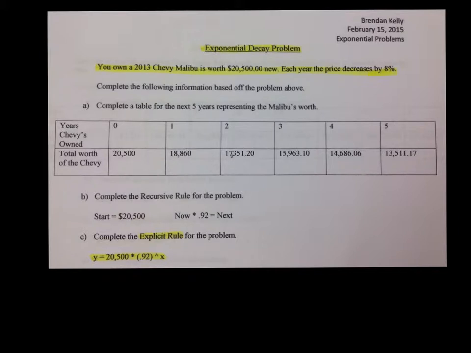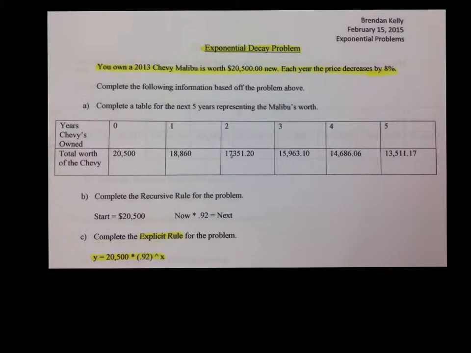Each year its price decreases by 8%. So to start, you have $20,500 and it decreases at a rate of 8%, which would be a rate of 92%. For the recursive rule, you will need the start value, which in this case is $20,500. Then you will need the now-next rule, which tells you what to multiply each answer by to get the next one. In this case, it would be multiplying by 0.92, so the recursive rule would be start equals 20,500, and now times 0.92 equals next.